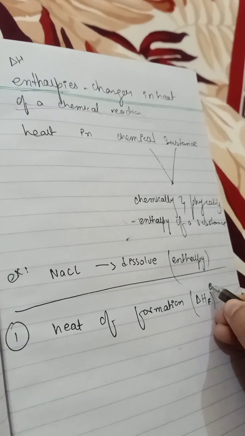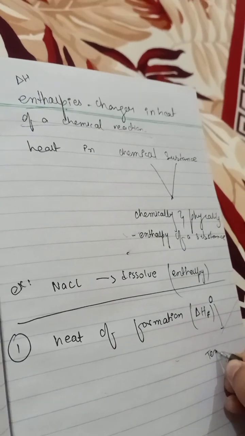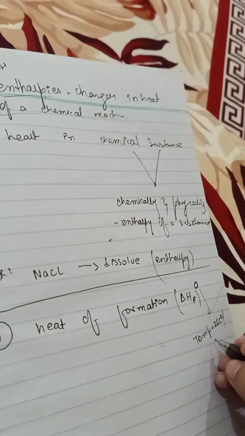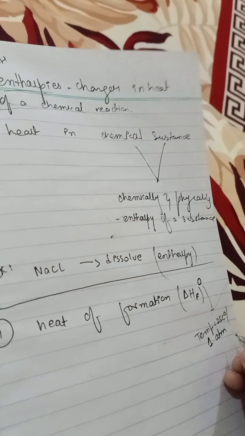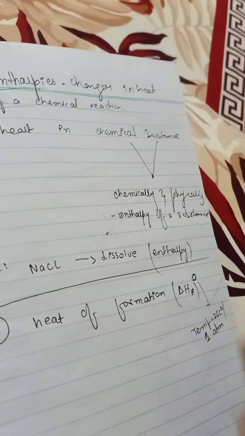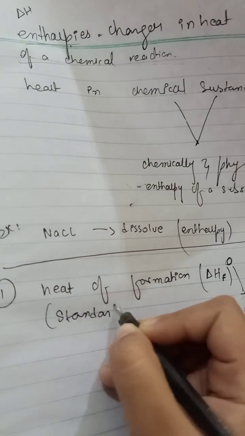So here the enthalpy reaction is this. We can write it as F because of the formation, and F naught. Naught is telling about the standard condition, in which the temperature should be 25 centigrade or 298 Kelvin, and pressure should be 1 atm. These are the standard conditions in which the reaction should occur. So that is why we have used this naught. Alright, so heat of formation, or you can say the standard enthalpy.